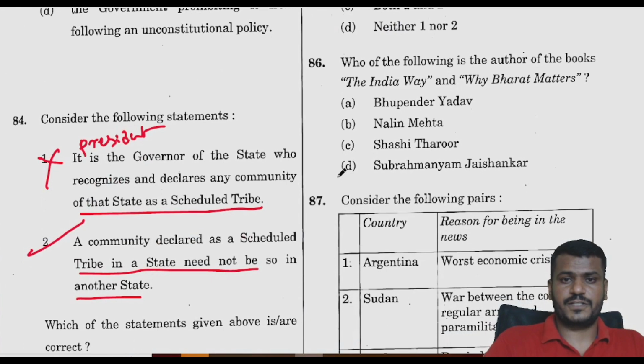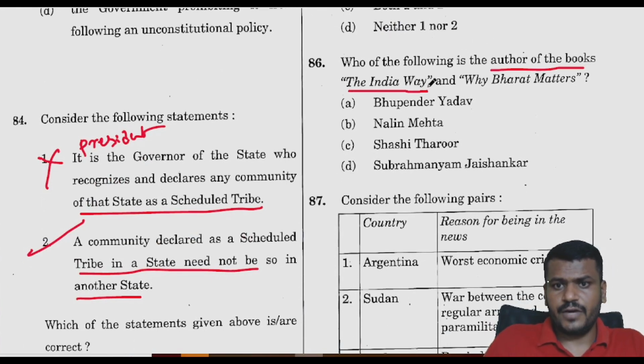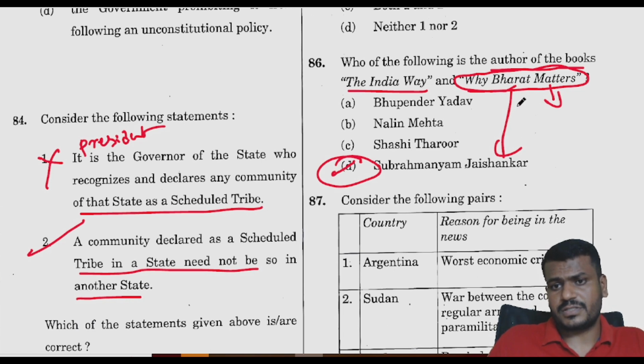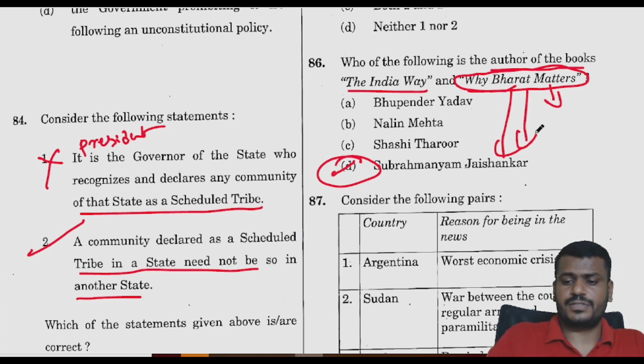Okay. Next, who of the following is the author of the books The India Way and Why Bharat Matters? See, normally UPSC doesn't ask book-related questions, but this time they asked, and definitely it's a bonus question. Jaishankar, our external affairs minister, wrote Why Bharat Matters, and even in my current affairs video I talked about this book also.